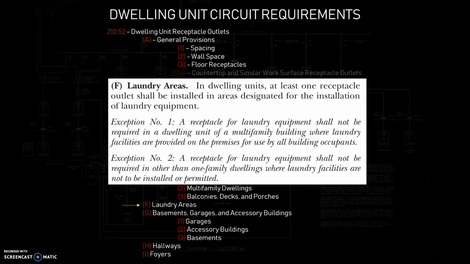Exception 1: a receptacle for laundry equipment shall not be required in the dwelling unit of a multifamily dwelling where laundry facilities are provided on premises. So we don't need one for each dwelling unit of a multifamily as long as there's a common area for laundry. A receptacle for laundry equipment shall not be required in other than one-family dwellings where laundry facilities are not to be installed or permitted.